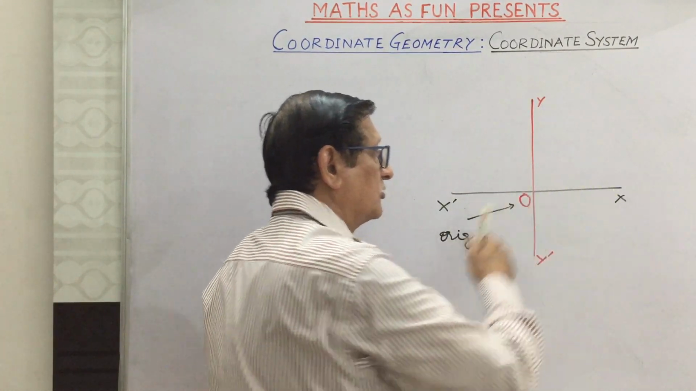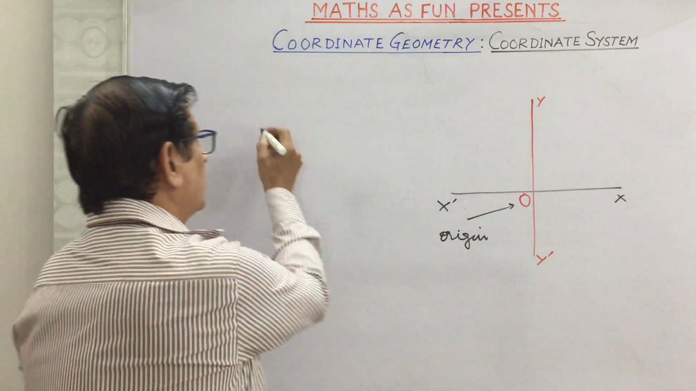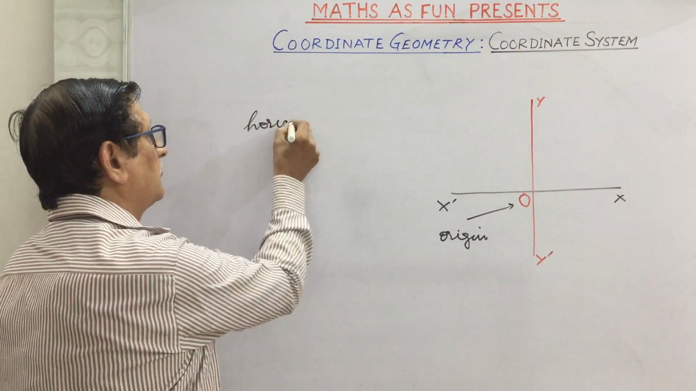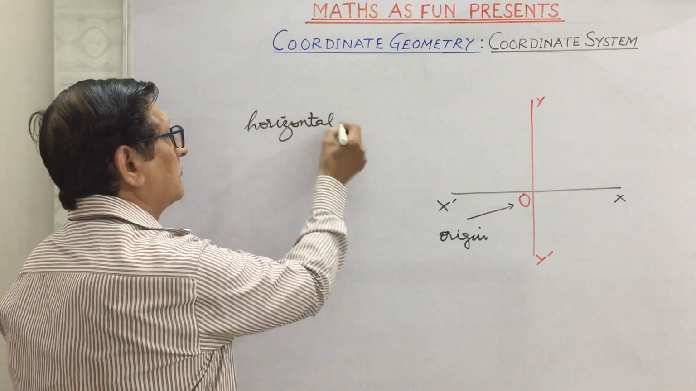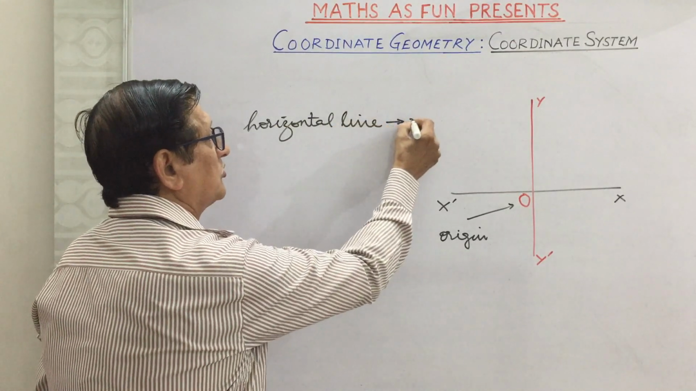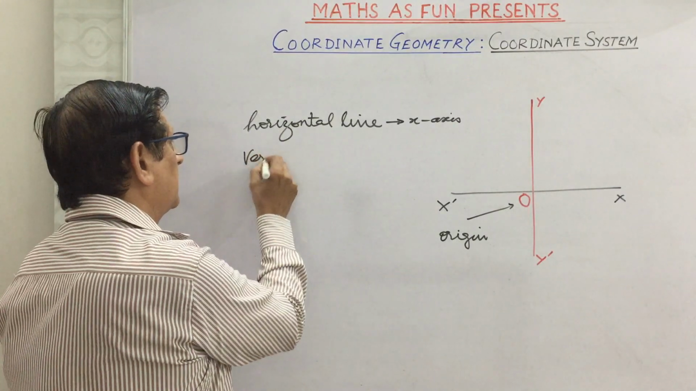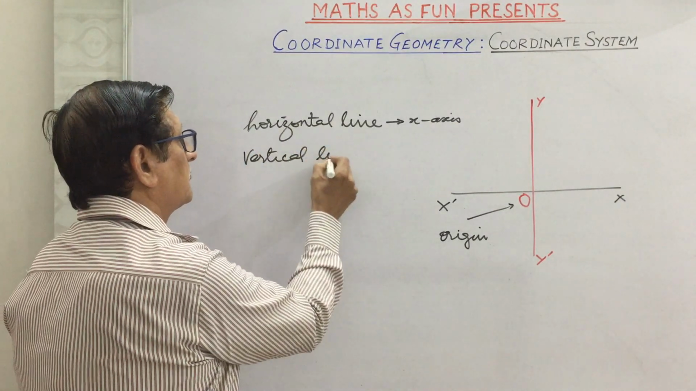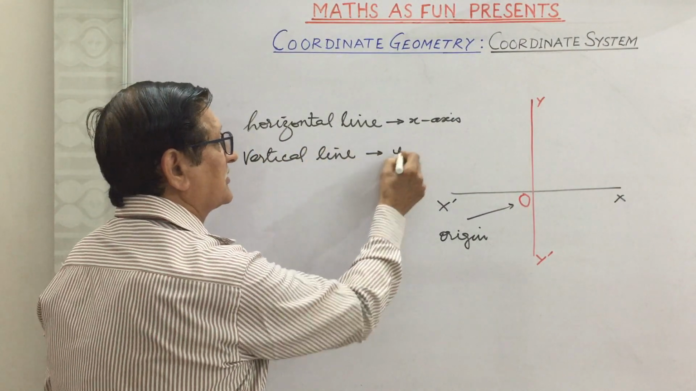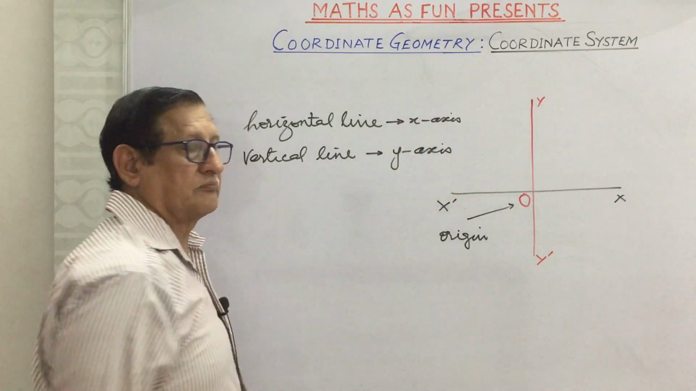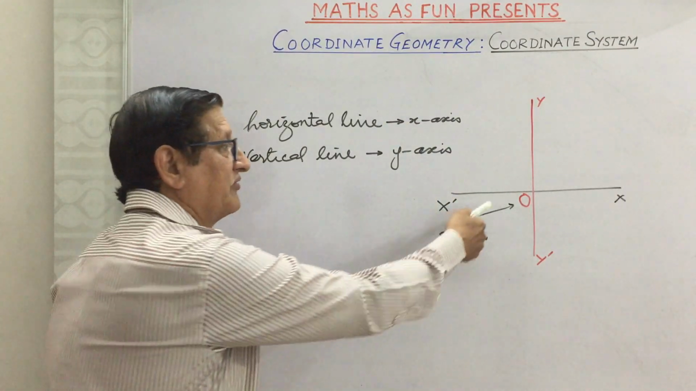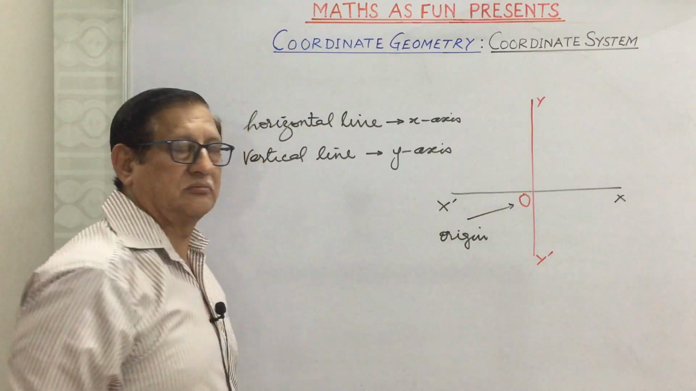The horizontal line is known as the x-axis. The vertical line is known as the y-axis. And the point where they intersect is known as the origin.